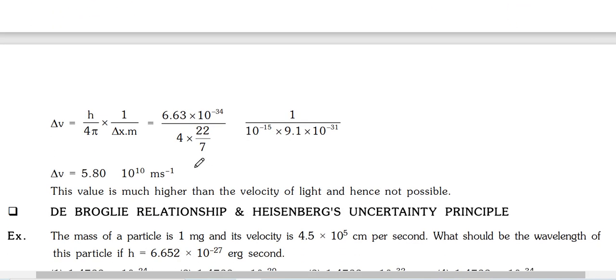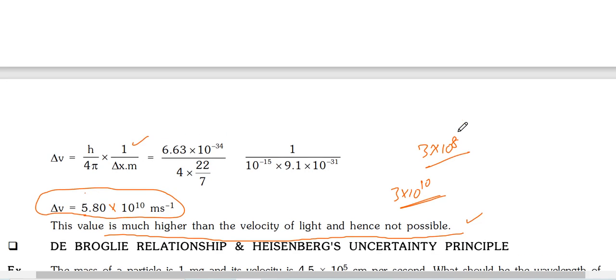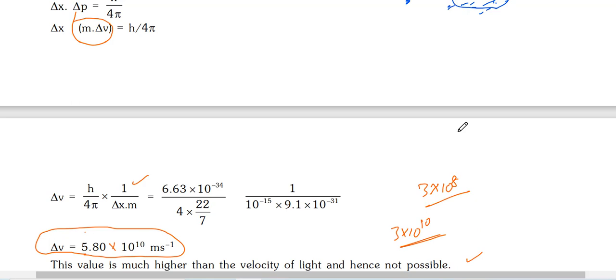If you substitute those values here, we get 5.8 into 10 power 10 meter per second for delta v. This value is much higher than the velocity of light and hence not possible. The light velocity is 3 into 10 power 10 centimeter per second; in meters it is 3 into 10 power 8 meter per second. So this is a higher value than light, that's why it is not possible.